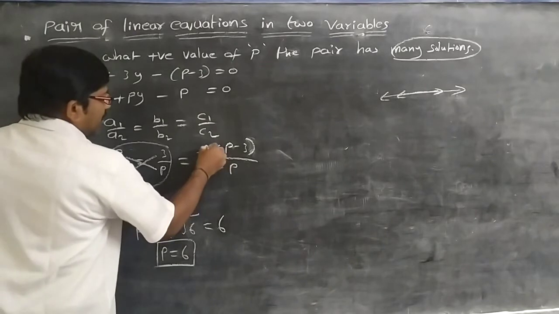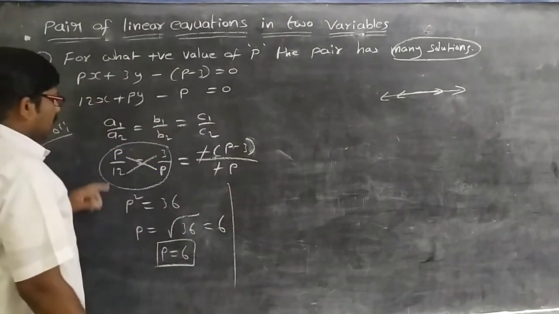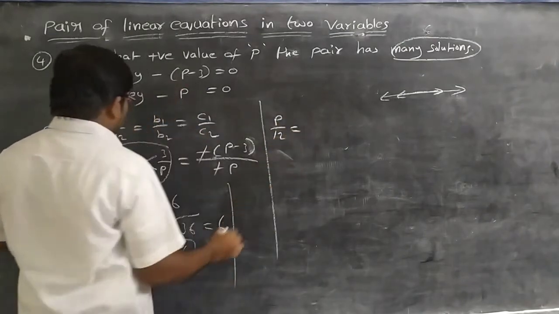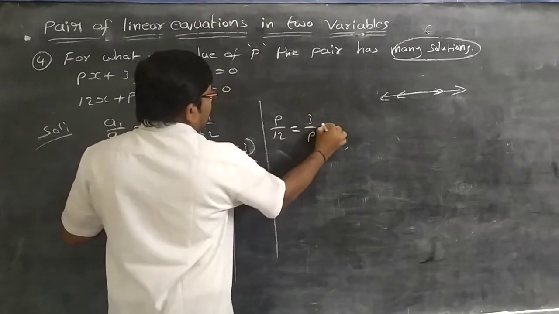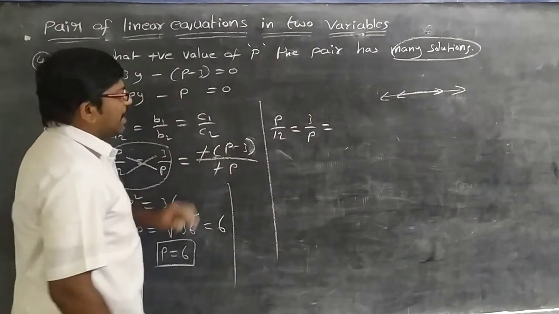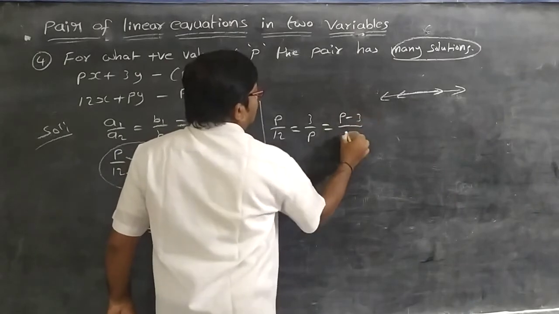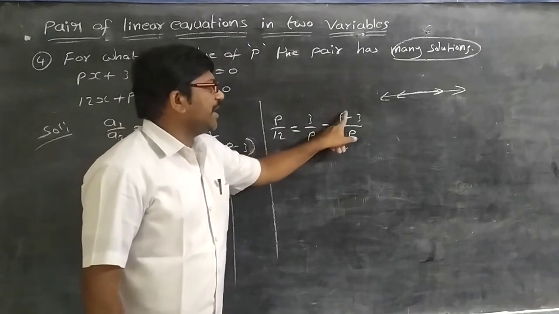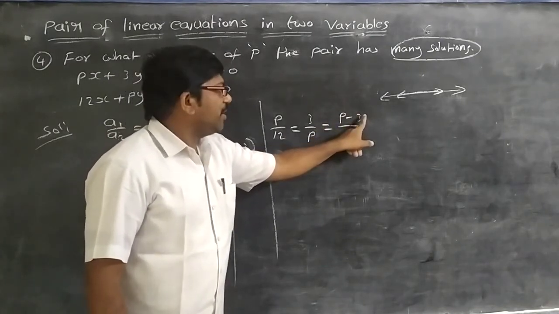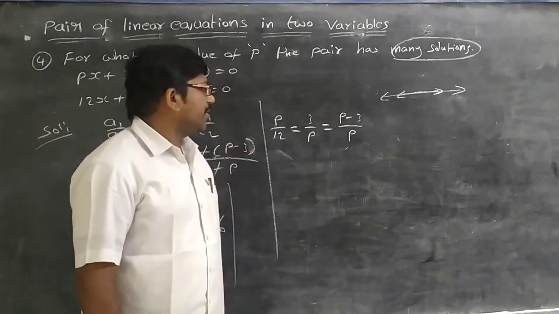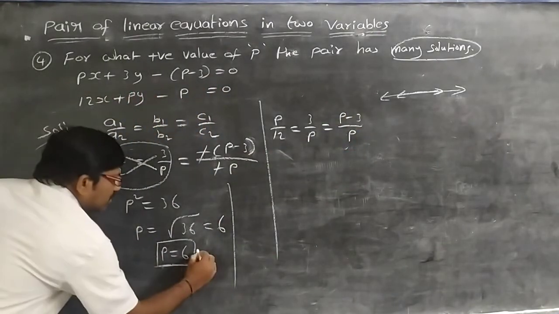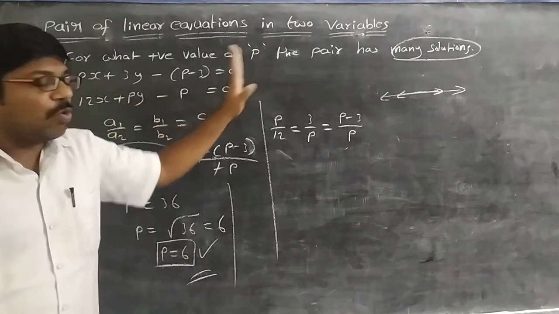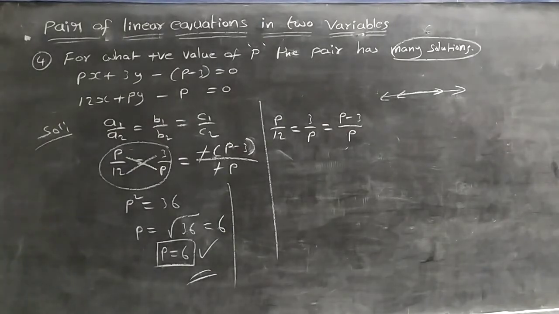So here one more is there. Here minus minus cancel. p by 12 is equal to 3 by p is equal to, here minus minus cancel, p minus 3 by p. Right? So p is equal to 6. If p is equal to 6, 6 minus 3, 3. 3 by 6. 3 ones are 3, 3 twos are 6. Right? If p is equal to 6, the two lines are coincident to each other. Right?